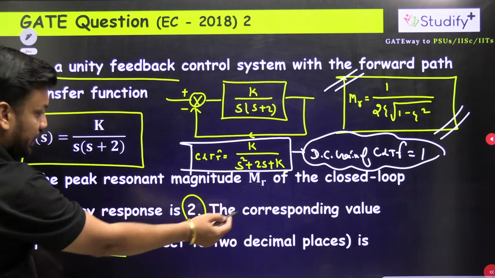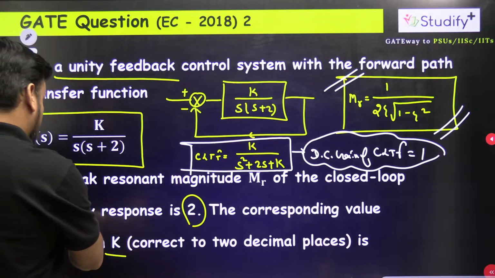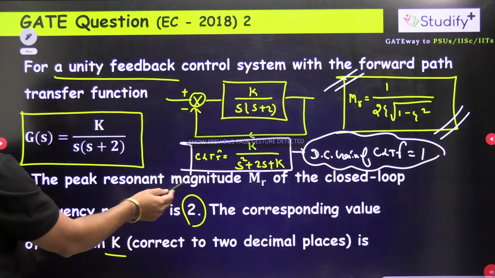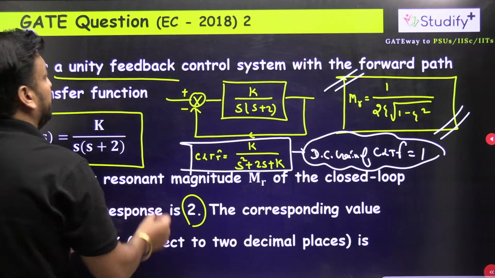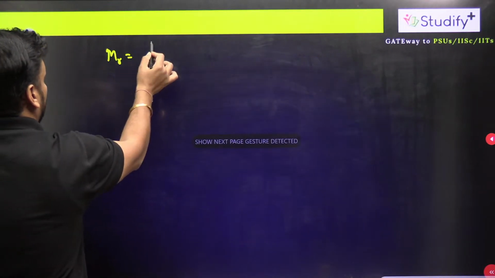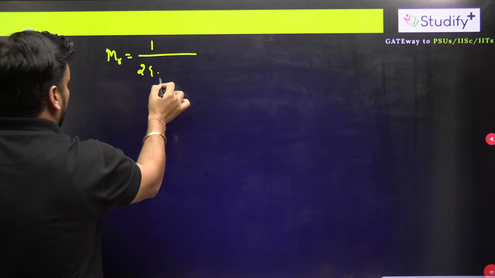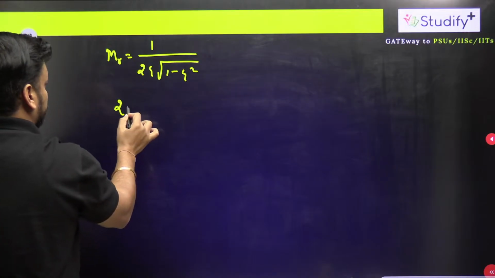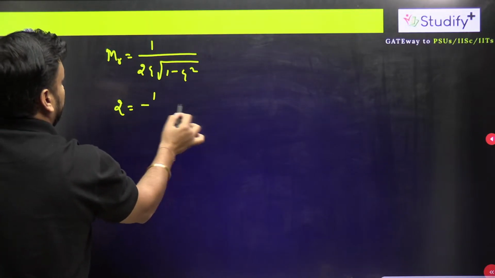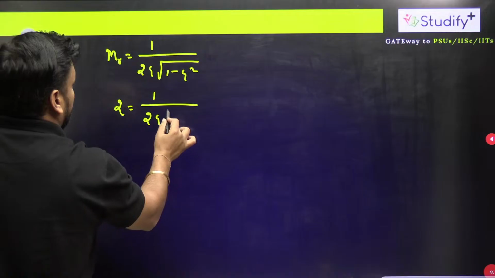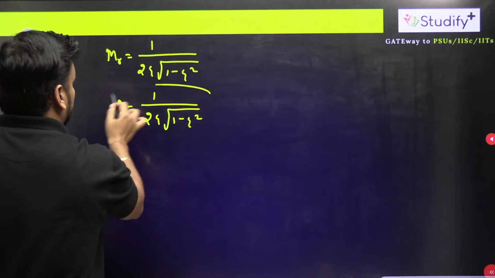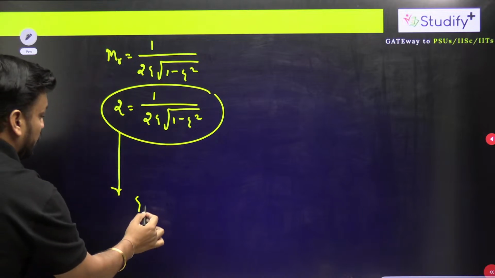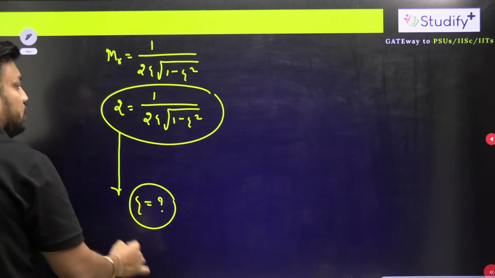So now we are looking for the gain K, and the peak of the frequency response is 2. It means the value of Mr given to you is 2. So Mr formula 1 upon twice zeta root of 1 minus zeta square should be 2. From here, if you square both sides, you can find out the zeta value. Yes or no? Yes, sir.